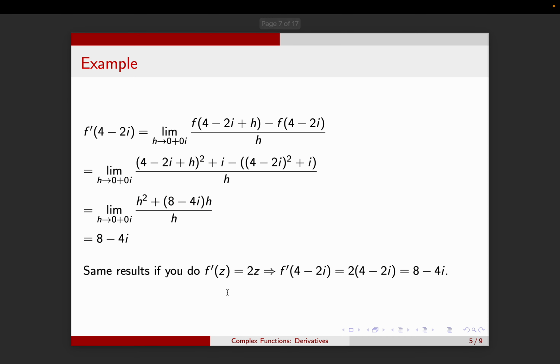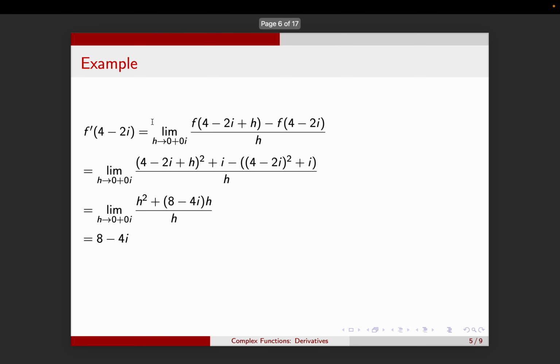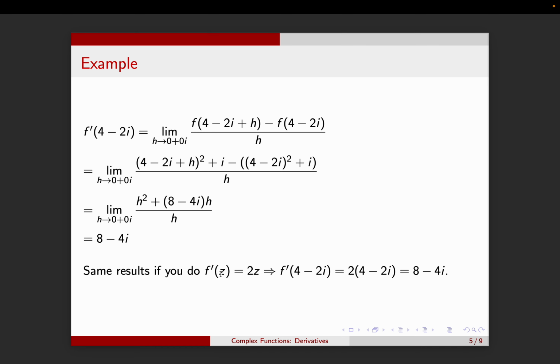And notice you get the same thing if you just took a derivative like in Calc 1. I is just a constant, so don't I just do 2z, and then the derivative of a constant is 0? A constant should still have no rate of change, right? So that still works. f prime of z is just 2z. If you plug 4 minus 2i into that, you get 8 minus 4i, just like we got.